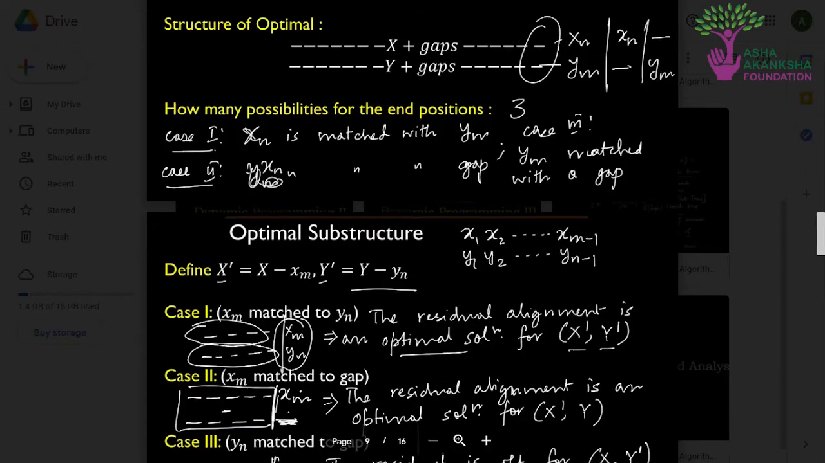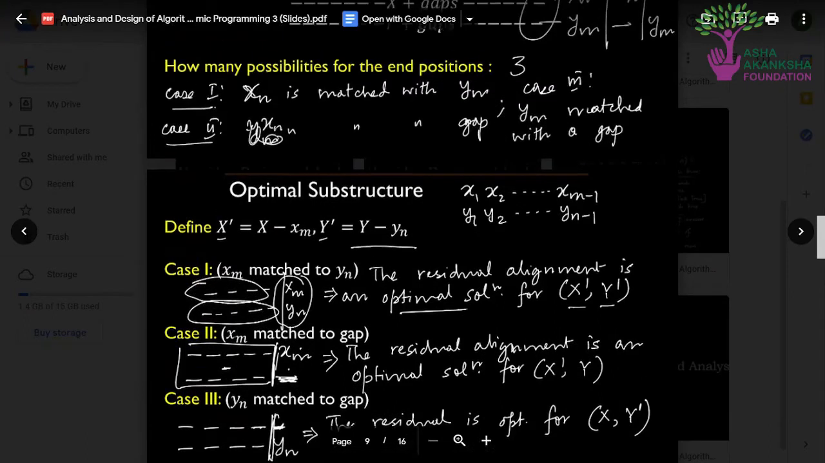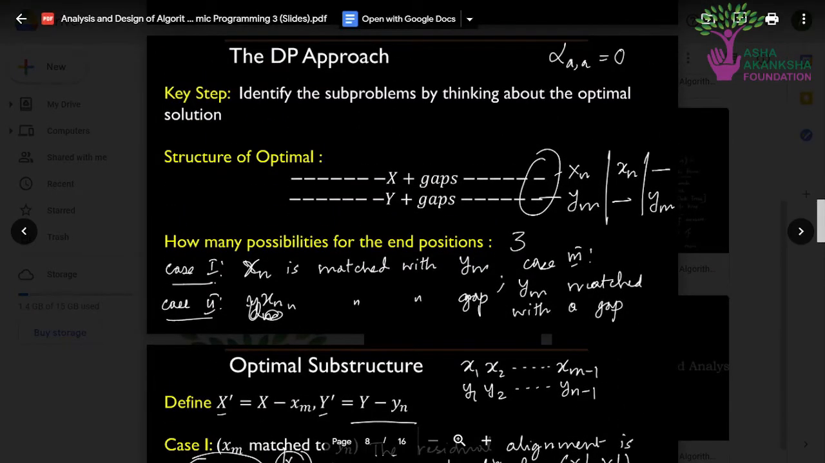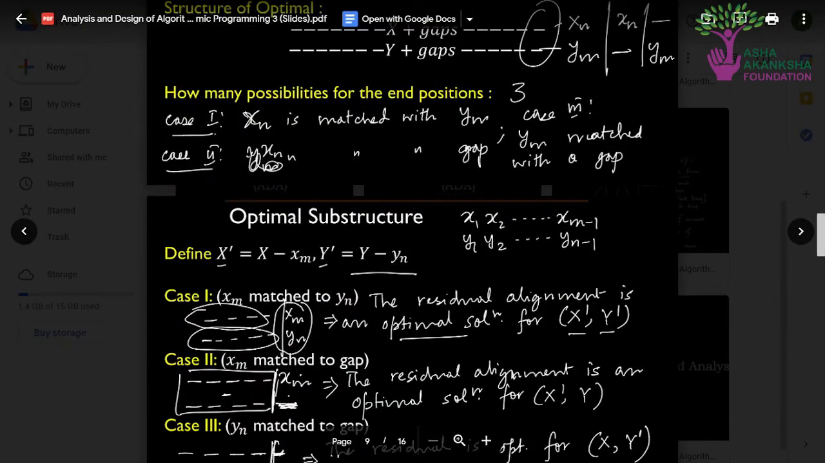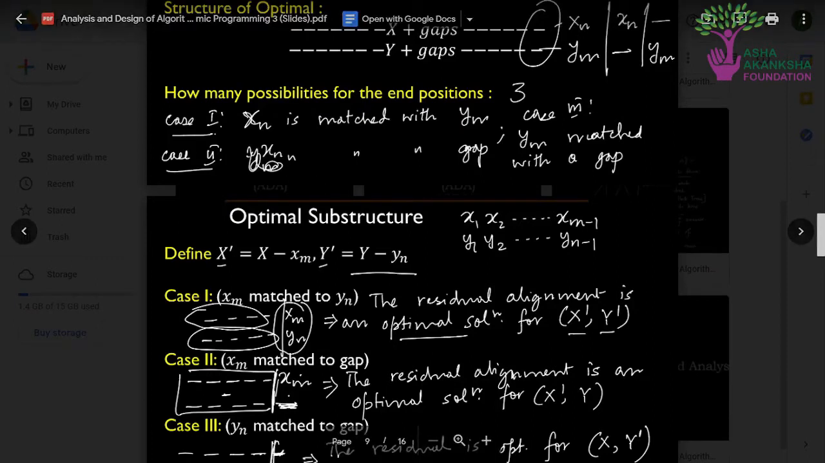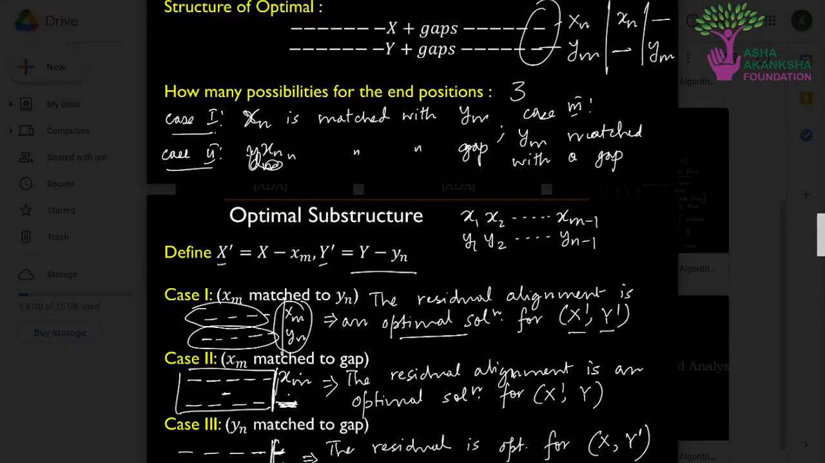Now suppose we define two strings, x dash is equal to x minus xm. That is, we just take capital X, the original X string, and we remove xm from the end of it, and now capital X dash is equal to x1 to xm minus 1. Similarly, we do the same for y dash. Now these are the two other strings that we obtain from removing the last character of x and y.